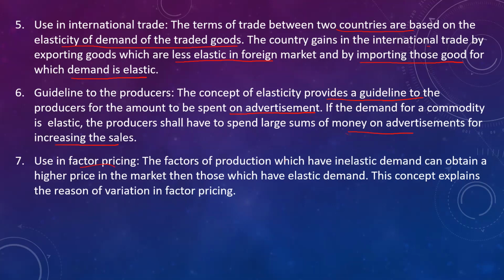Then use in factor pricing. The factors of production which have inelastic demand can obtain a higher price in the market than those which have elastic demand. These concepts explain the reason for variation in factor pricing, even for the factors of production. Factors of production are land, labor, capital, and the entrepreneur. So their payment will depend on the elasticity of demand. Based on the elasticity, whatever payment we have to make for these four factors will depend on it. And because of elasticity only, there is variation in factor pricing.